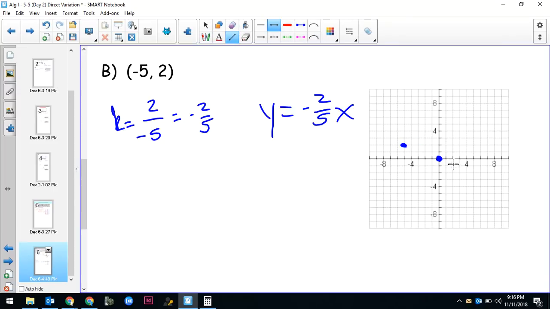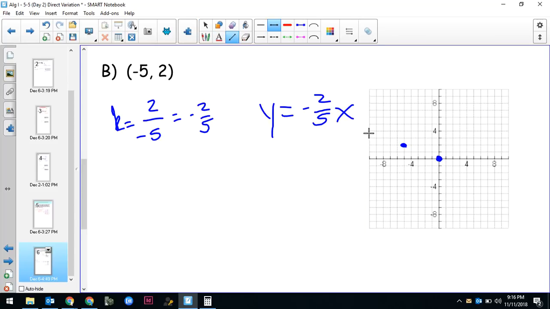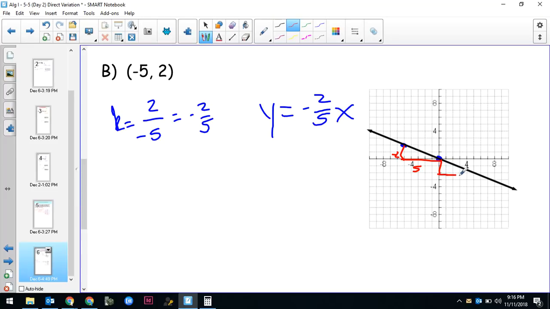Get my line tool again. Okay, there we go. It's going to run through those points just like that. Okay, now the last thing I have to do is show that the slope is the same as the k value. So my k value is -2/5. That means I need to go down 2, right 5. And then we'll go down 2, right 5 to that point right there, down 2, right 5. So I'm showing here that the slope is the same as my constant of variation, my k value.